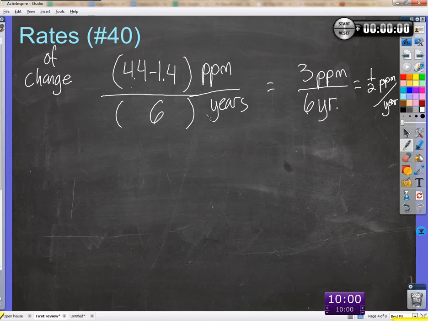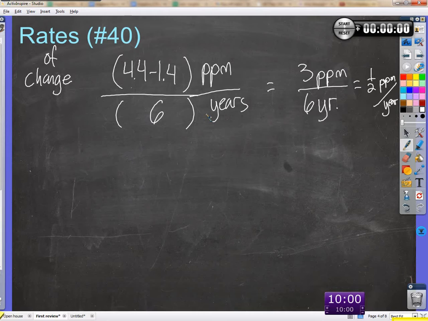If we were to take any of those, which they're all equivalent, and then just observe it for 1 year, how much would we see it change? Half. If we watch for 2 years, we would see 1. If we watch for 6 years, we would see 3. If we watch for 12 years, we would see 6. And it all is the same. It's a rate of change, and that stays consistent for however many years you want to look at it.